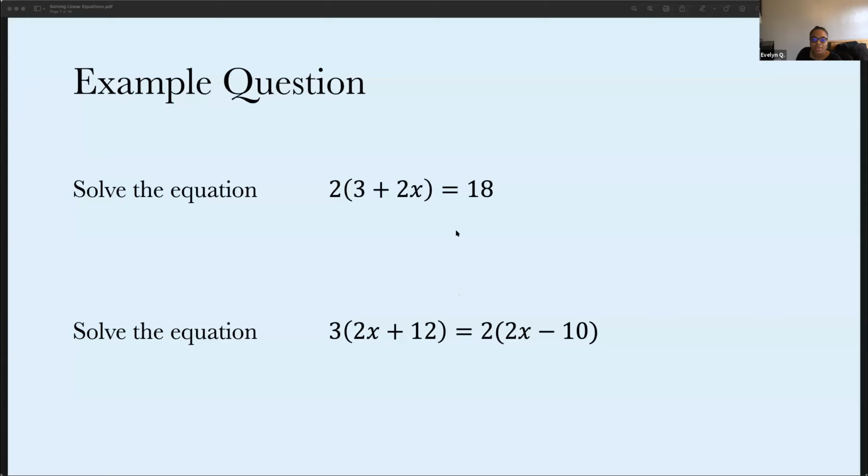Now, with this, what I'd like you guys to do is have a go at answering these two questions for me. So the last question is quite tricky. I'd like you guys to carefully expand the brackets and check that you've expanded them properly, and then go ahead and solve. So I'd like everyone to have a go and make sure you put your answers in the chat, please, so I can see how everyone's doing.